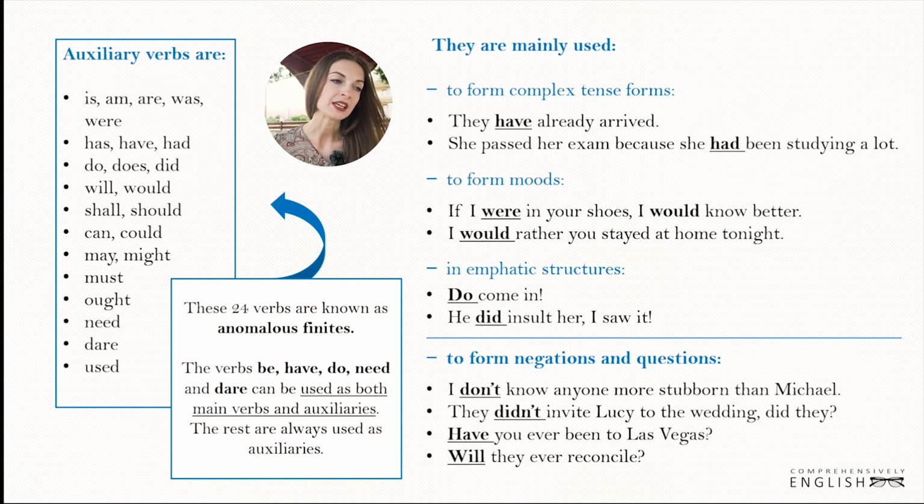The verbs be, have, do, need, and dare can be used as both auxiliary verbs and main verbs. The rest are always used as auxiliaries. And this is where things get convoluted. Why are anomalous finites important? Well, because they break the SVO rules.